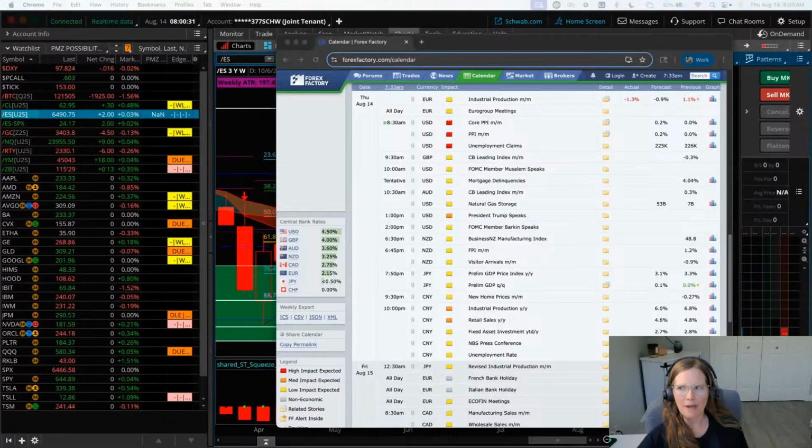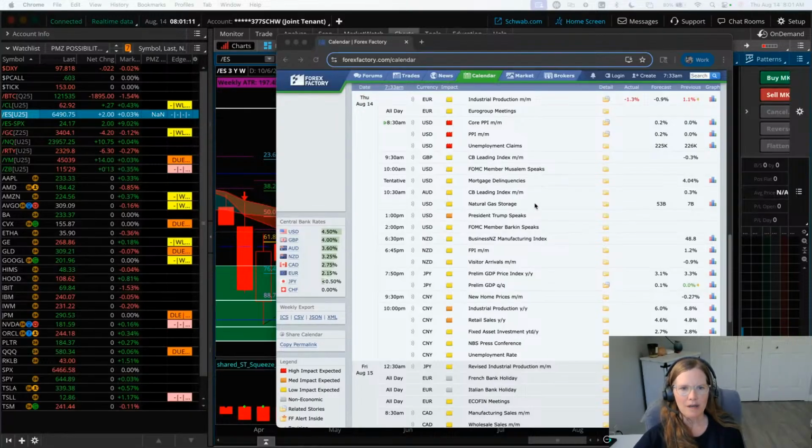The first thing I do every morning is I want to know what planned economic data is coming out for the day. I don't trade or stay out of trades based on this planned data, but I do want to know when I can expect volatility in the market. So for today, I can see at 8:30 a.m. Eastern time, so in about 30 minutes, we're going to have core PPI come out and unemployment claims. Red folders on the Forex Factory calendar mean these could be big volatility events.